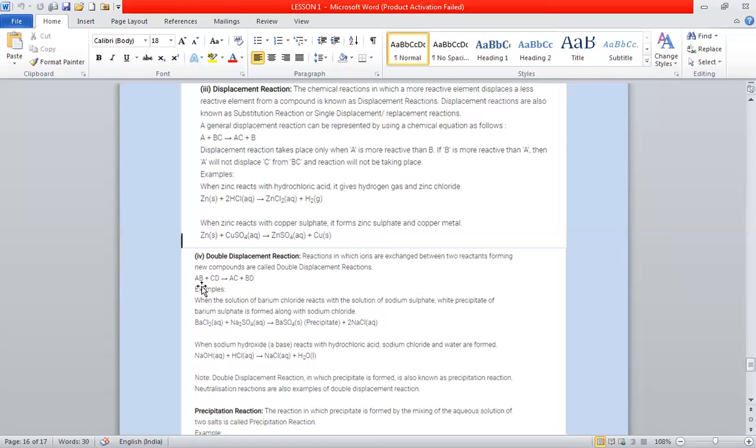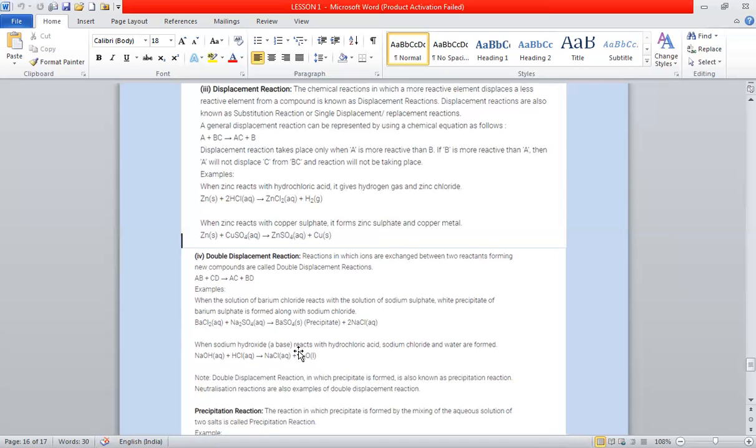You can see on the screen AB plus CD gives you AC plus BD. When a solution of barium chloride reacts with sodium sulfate, Na2SO4, BaCl2 plus Na2SO4, what is formed? Ba plus and SO4 minus, the ions have changed, and twice Na plus and Cl minus, twice NaCl. It is also known as a precipitation reaction because in this reaction, a precipitate is always formed.